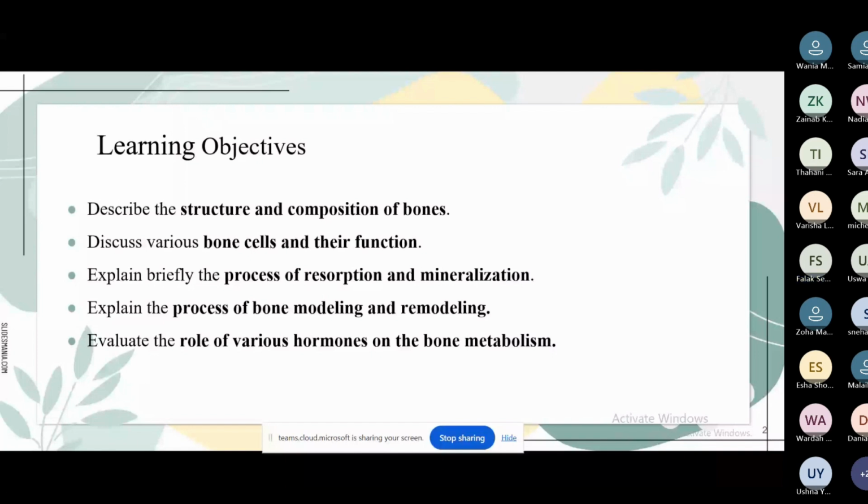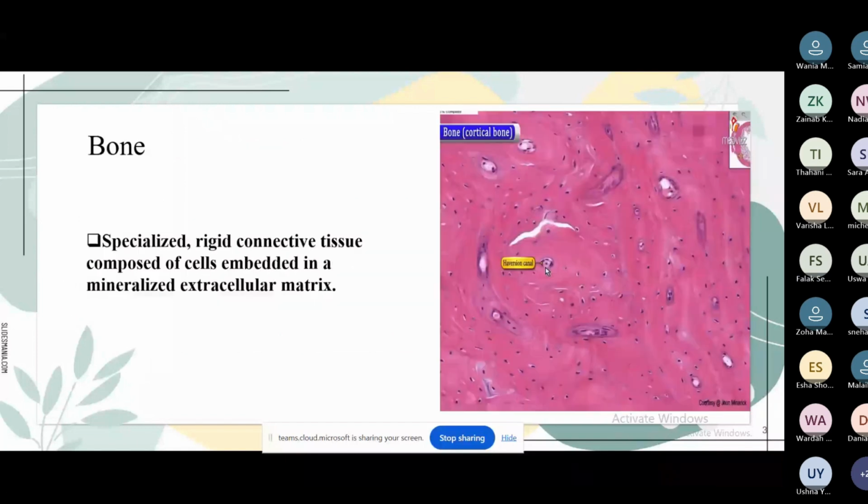So what is bone? Bone is a specialized rigid connective tissue that is composed of cells that are embedded in a mineralized extracellular matrix. This is by far the simplest definition of bone. A specialized rigid connective tissue that is composed of various bone cells that are embedded in a mineralized extracellular matrix.